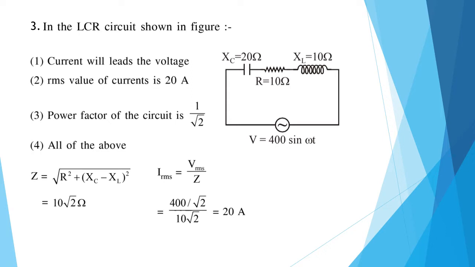Now we can find the power factor. Power factor is R divided by Z, which will be equal to 1 by root 2. So the power factor of the circuit is also equal to 1 by root 2. Therefore all the options are correct. So the correct answer is option number 4.